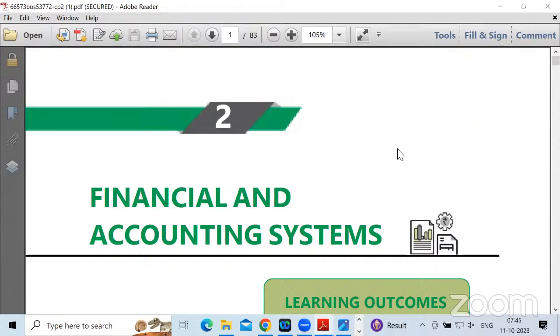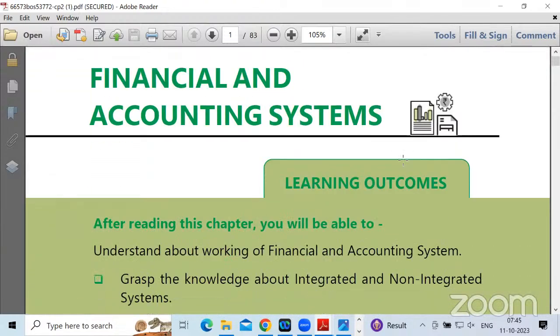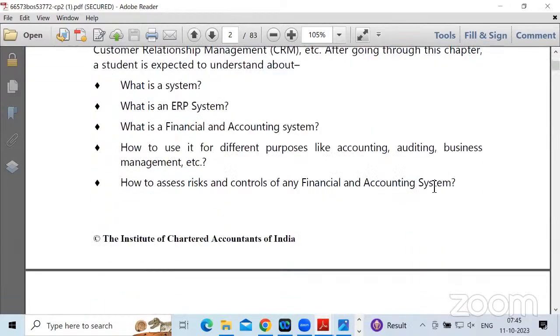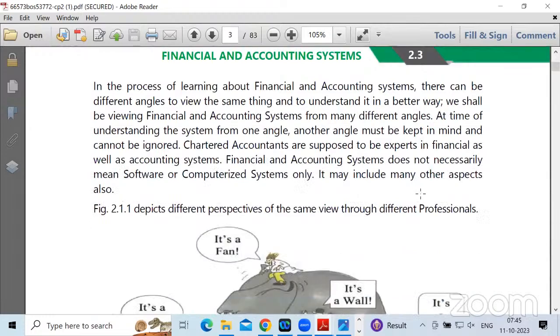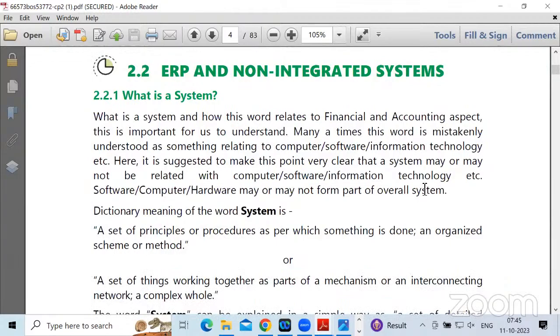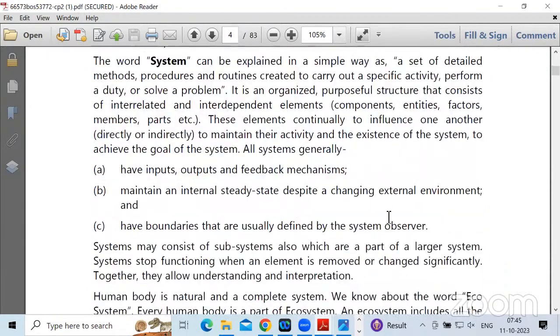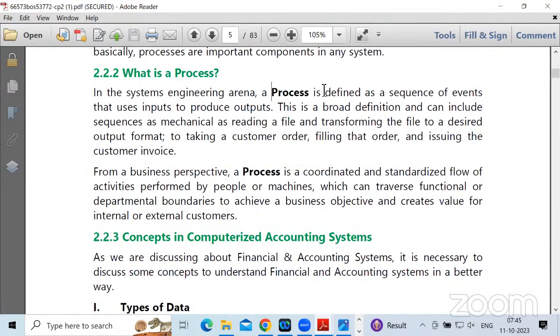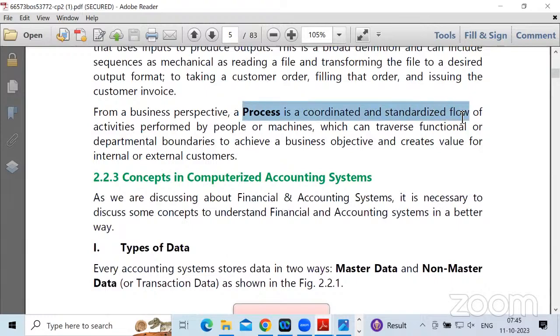Right. Let's resume the session. So chapter number 2, financial and accounting system. So ERP. We have already seen ERP. A process is defined simply as a sequence of events that uses input and gives you output. First day itself you have seen. The coordinated and standard flow of activities performed by people and machines to achieve a business objective.